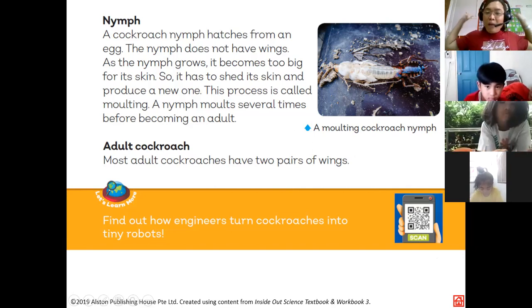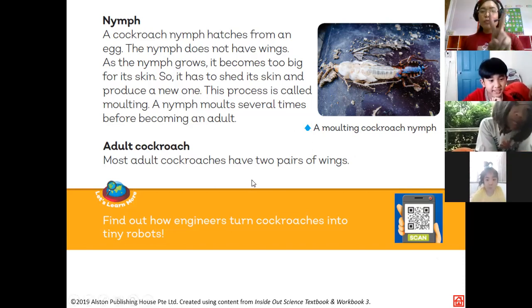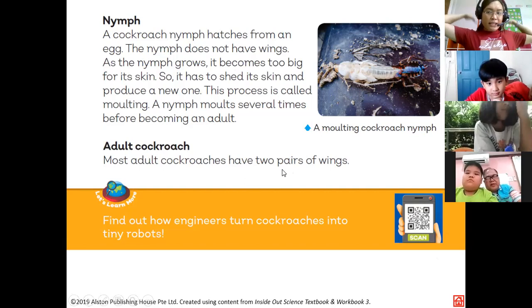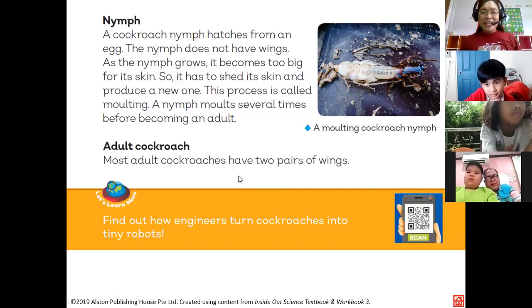How many wings do they have? How many wings? Cockroach. How many wings? No, they have 2 pairs of wings, okay, here. Look.